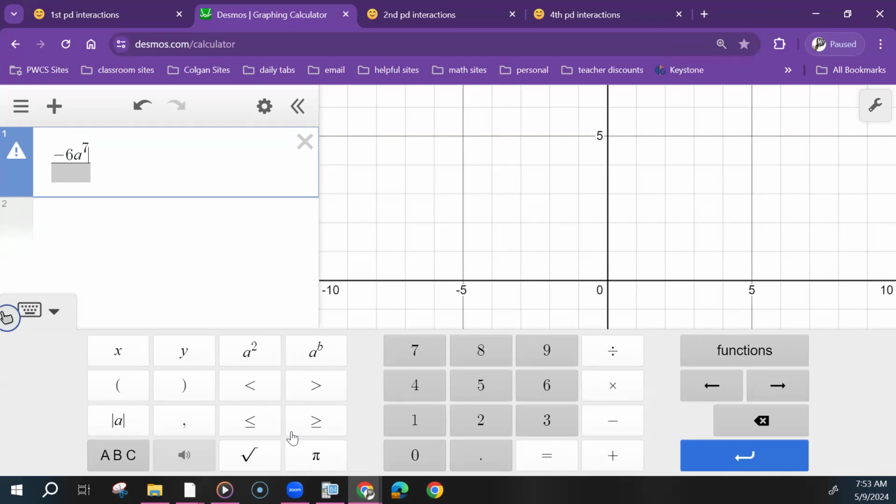Just because. It's harder to do on the board. Six to the seventh, b to the b squared, c to the third.